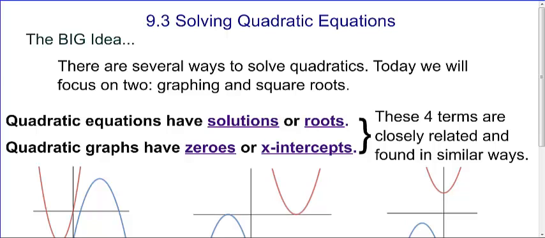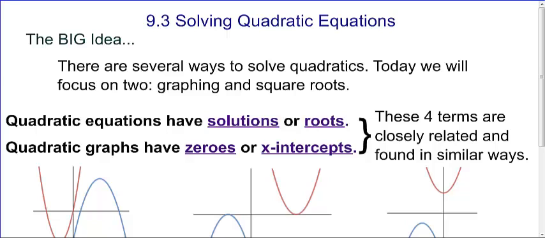So let's do some solving quadratic equations. Alright, folks, we've been looking at ways we can break down quadratics by doing things like factoring and even some graphing. But today we're going to look at two methods that are available to us to solve quadratics: graphing and using square roots.